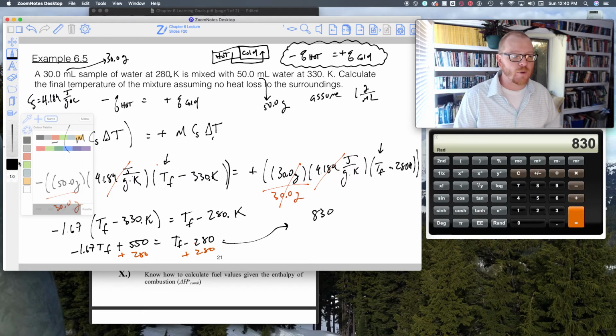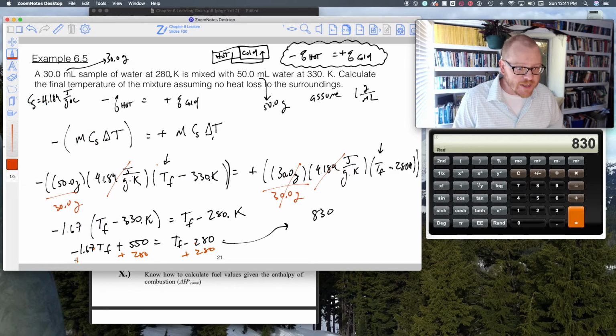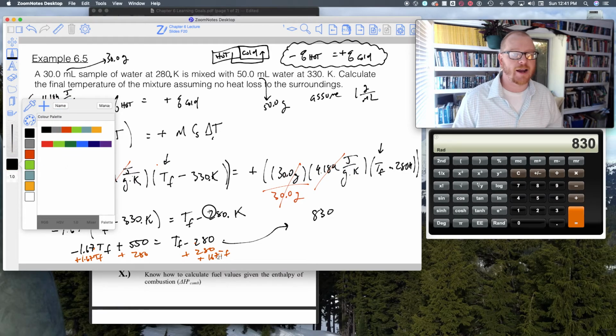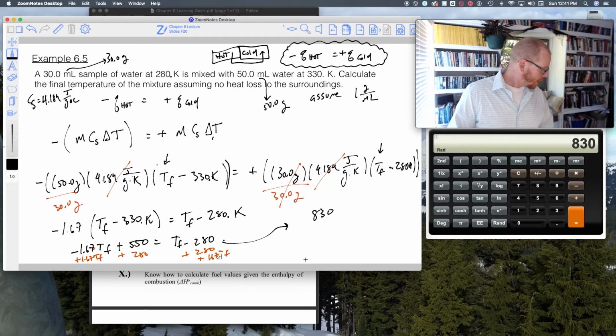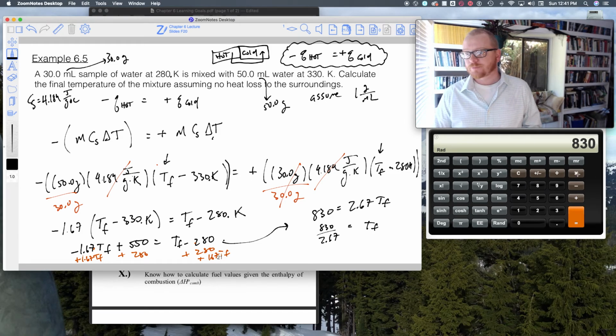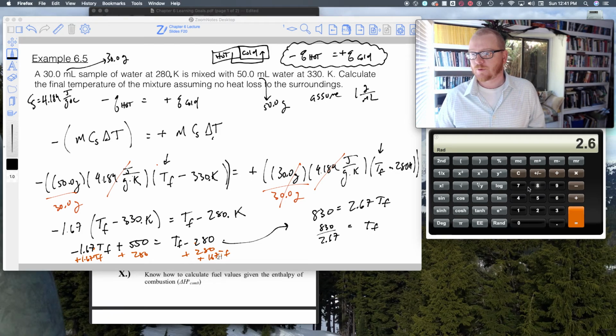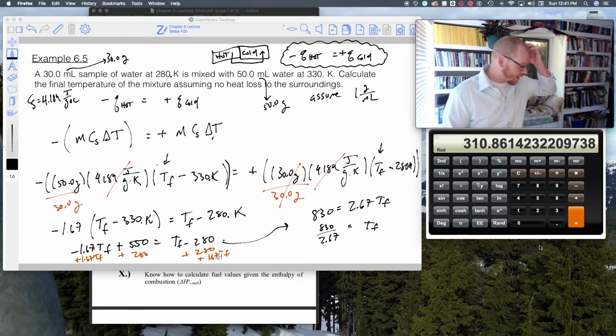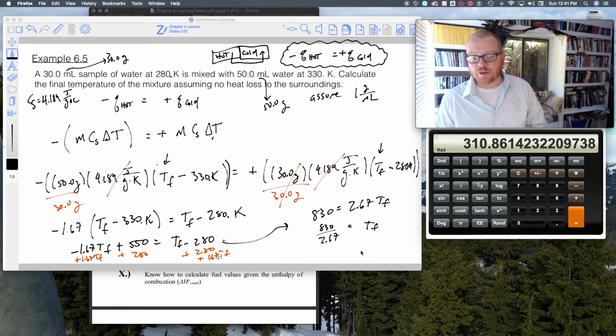So now my equation says 830 on this side, and then what I'm also going to do, two steps at once, I'm going to say plus 1.67 TF and plus 1.67 TF on this side. Sorry, my algebra is getting a little sloppy. So now, when I add 1.67 TF to TF, that gets to be 2.67 TF. And then finally, TF is 830 divided by 2.67. And that equals 310.